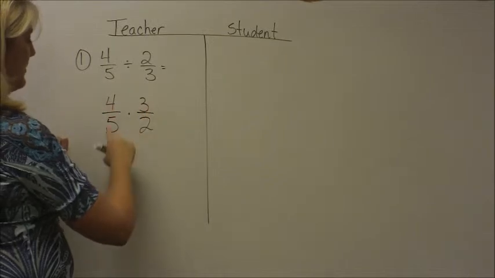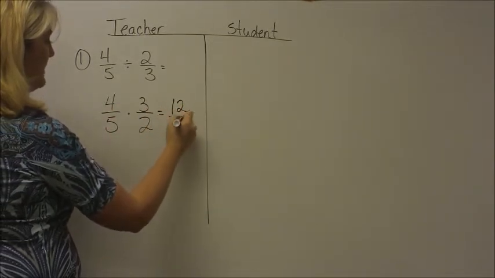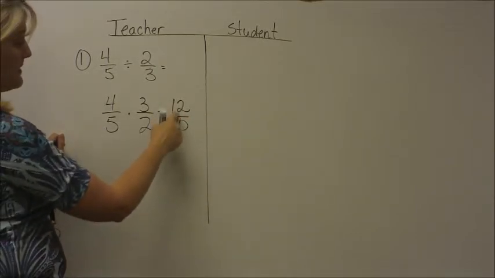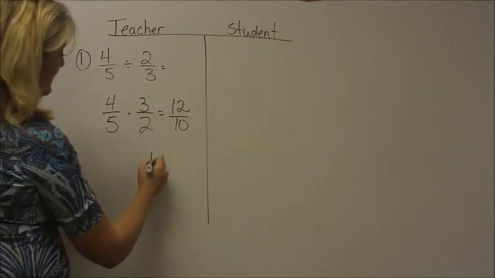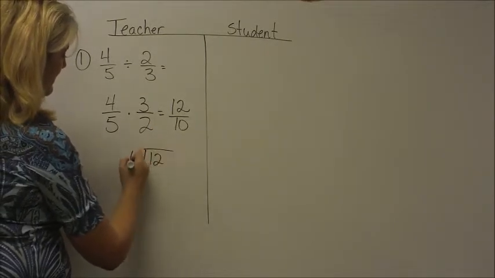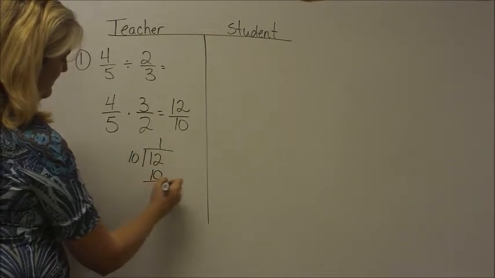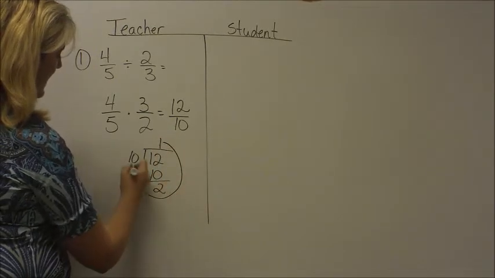Now top times top over bottom times bottom. I get 12 over 10. Now, am I done? No, because this is improper and it will also reduce. 12 divided by 10 goes 1 time with 2 left over. 1 and 2/10.